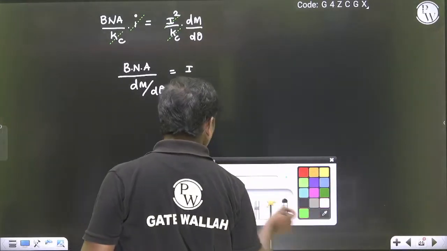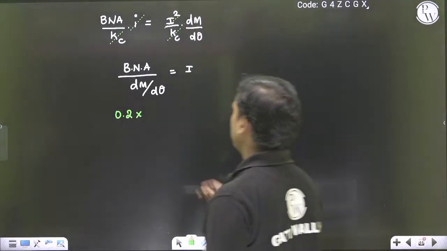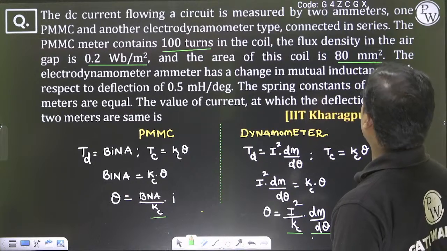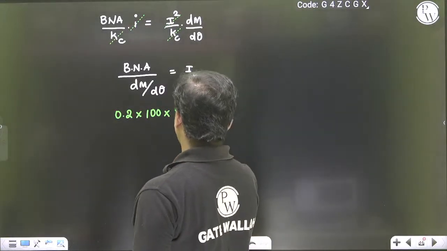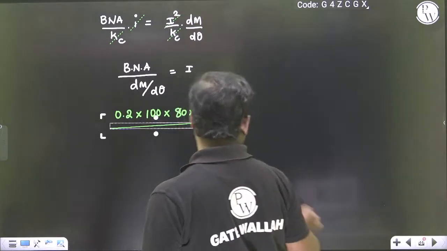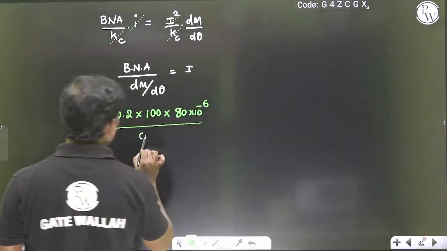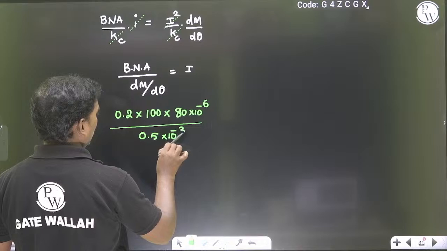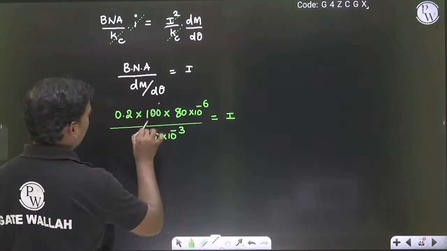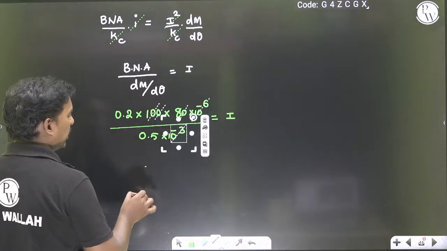So this B is given as how much? 0.2. And the number of turns is given as 100. And the area is given as how much? 80 mm square, that is 80 into 10 power minus 6. And dm by d theta he has given as 0.5 millihenry per degree, so this is 0.5 into 10 power minus 3. If you simplify, how much are we going to get? Check. 1, 2, 3, 3, and this also gets cancelled.